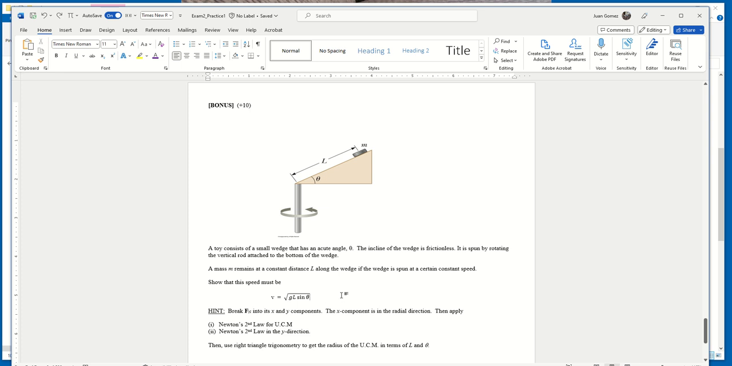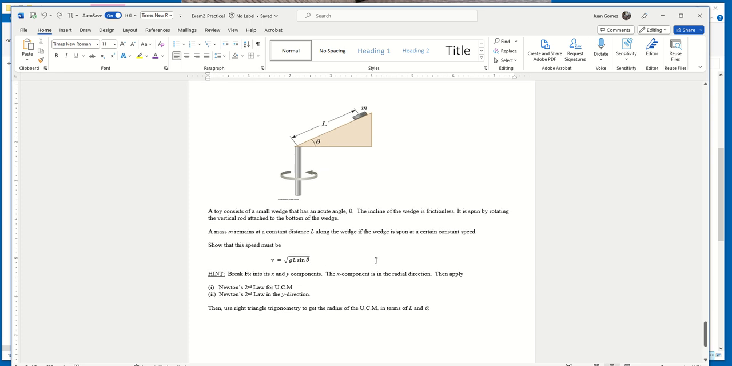We'll show that this speed is given by the expression V is root G L sine theta, where G is gravity, 9.80 meters per second squared, L is the length from the mass to the edge of the wedge in meters, and theta is the angle of the wedge. We just want to show that that speed is given by that expression. And it gives you a hint.